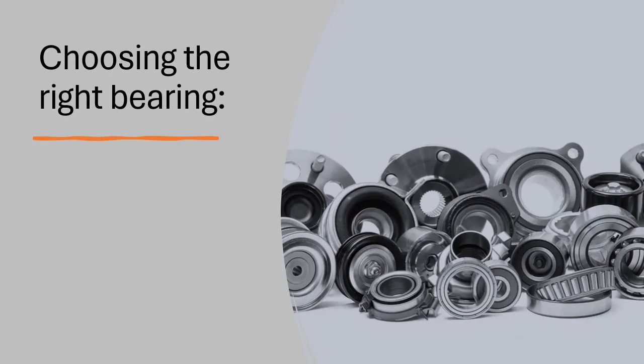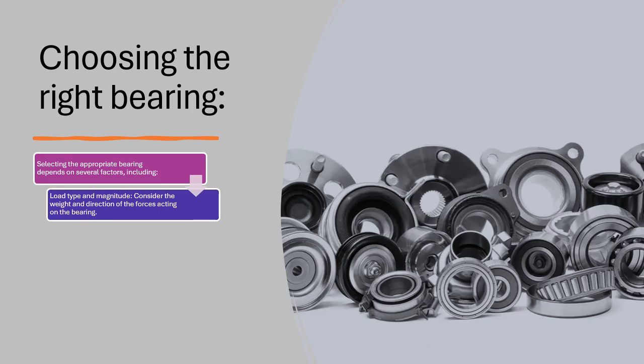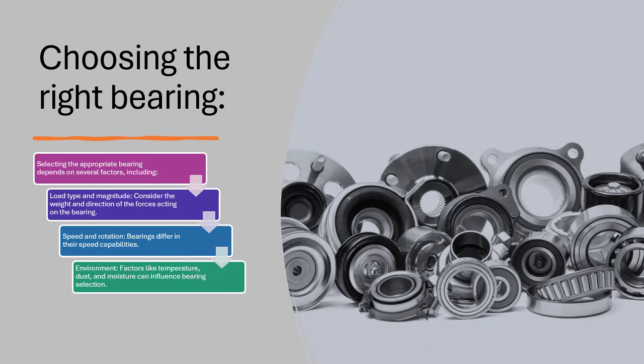Choosing the right bearing. Selecting the appropriate bearing depends on several factors, including load type and magnitude. Consider the weight and direction of the forces acting on the bearing. Speed and rotation. Bearings differ in their speed capabilities. Environment. Factors like temperature, dust, and moisture can influence bearing selection. Cost and maintenance. Different bearings have varying costs and maintenance requirements.